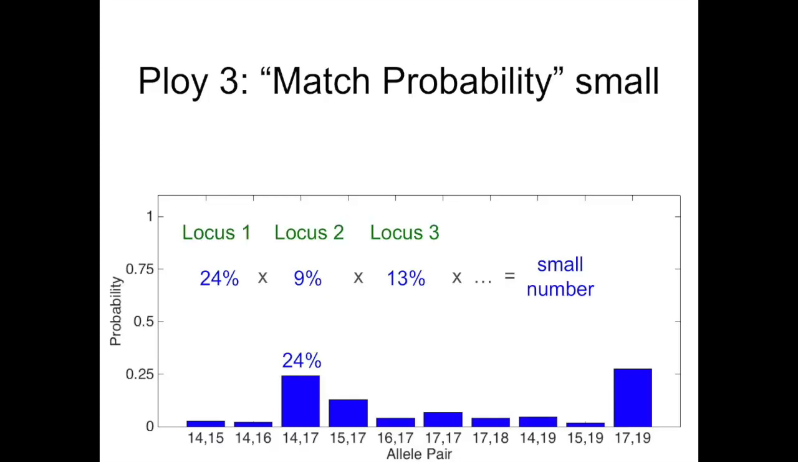A third ploy is that the match probability is small. It's only 24% at this locus, shown at the bottom of the slide, and also written at the top for the first locus. At a second locus, the match probability is only 9%. At the third locus, it's only 13%. When multiplying 15 numbers together, each less than 100%, the product is a small number.